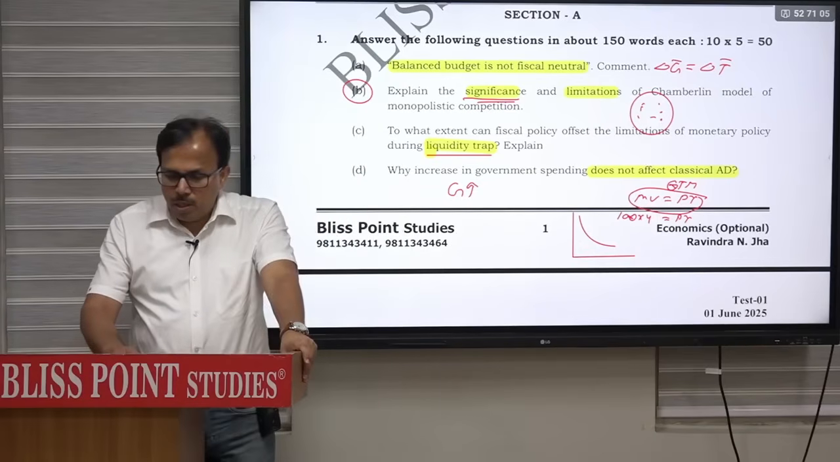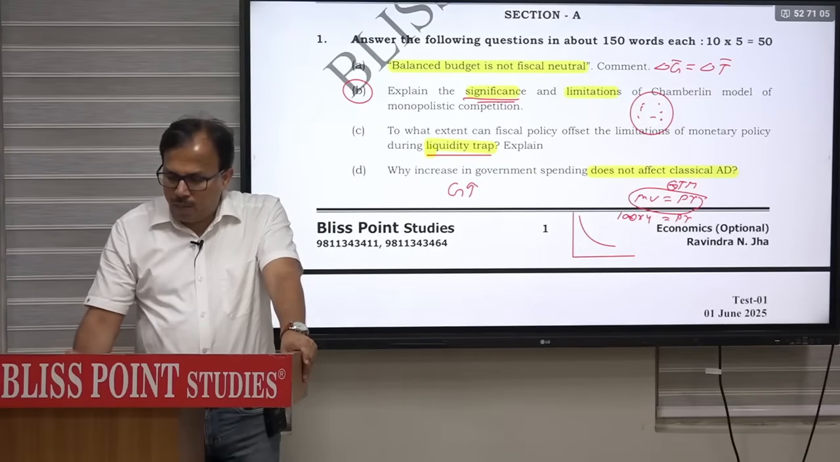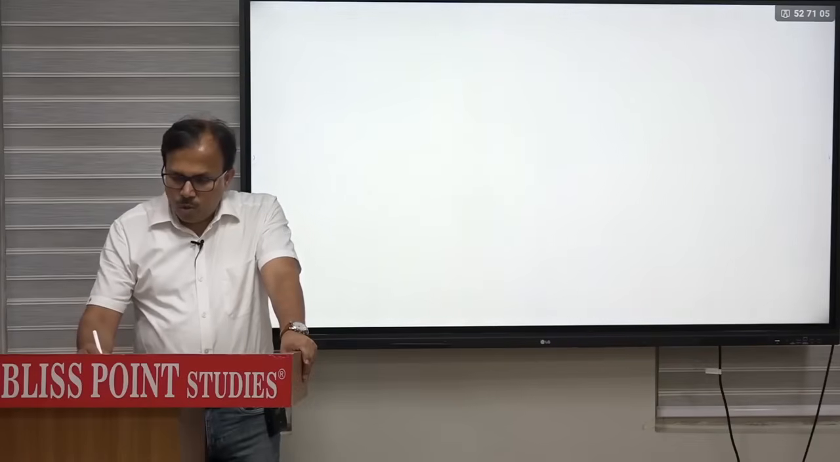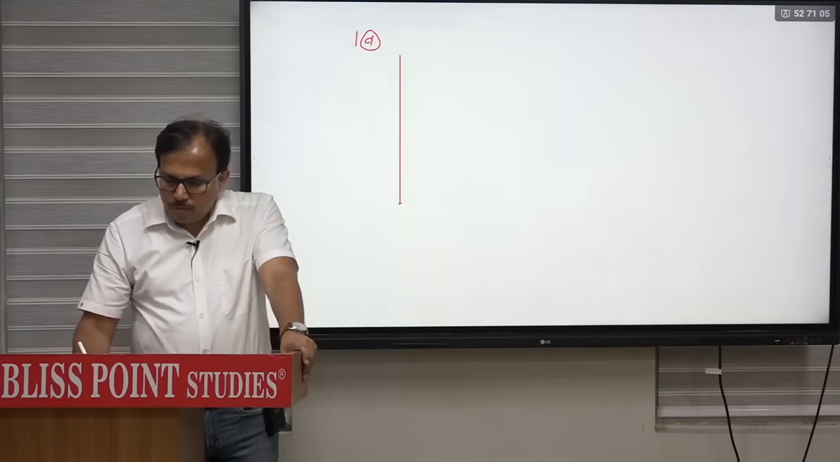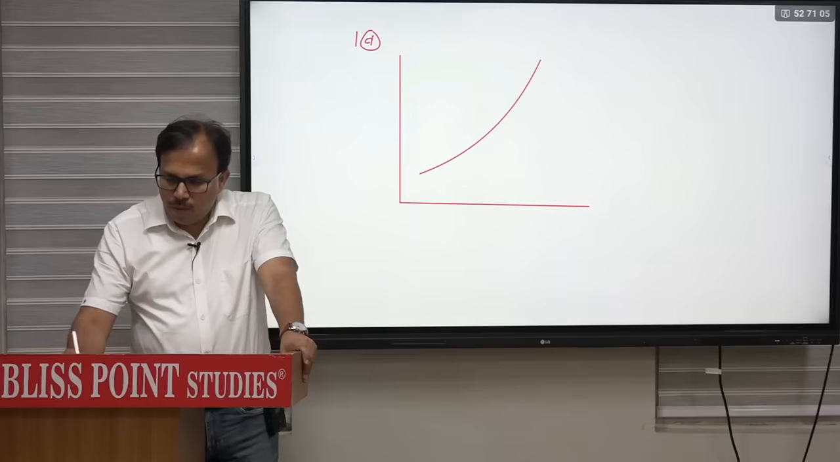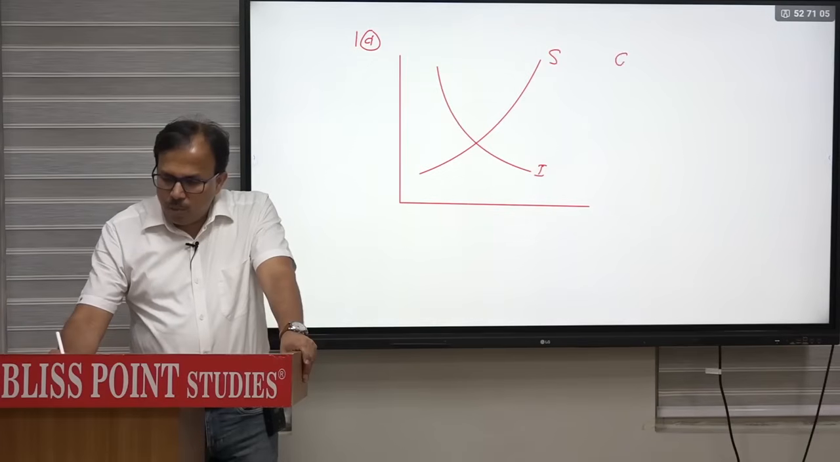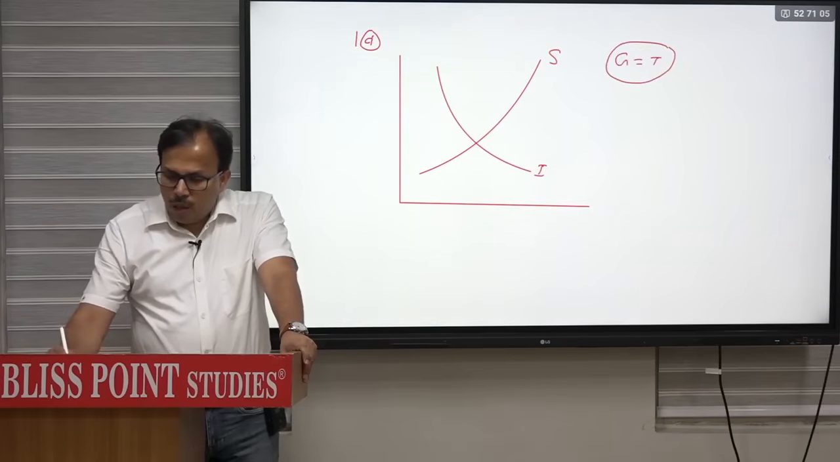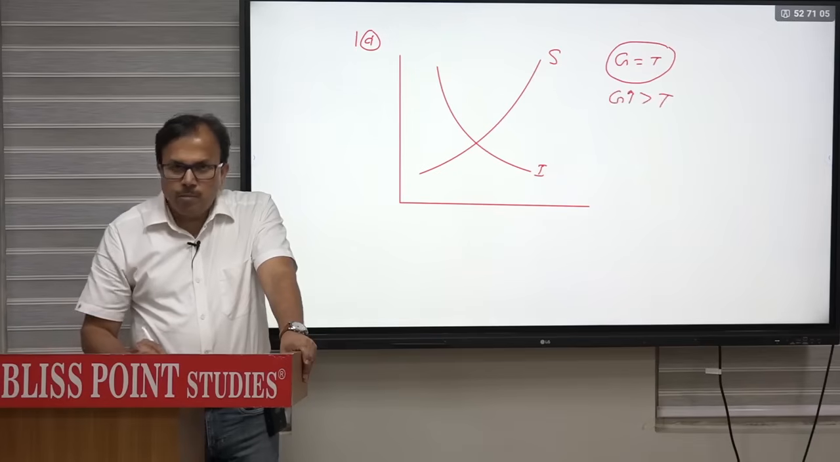So for that purpose, you use loanable fund theory of rate of interest. So apply that loanable fund theory of rate of interest to answer this D part. So in that loanable fund, there is a supply of fund, which is saving, demand for fund, investment. Assume that initially G was equal to T. Okay? Now as government expenditure increases, it will become greater than T.